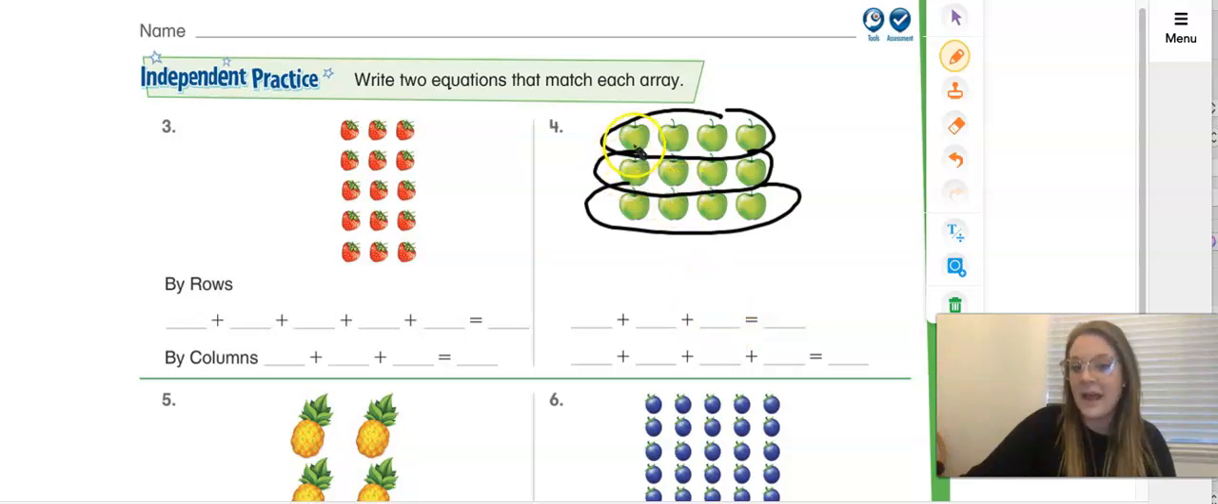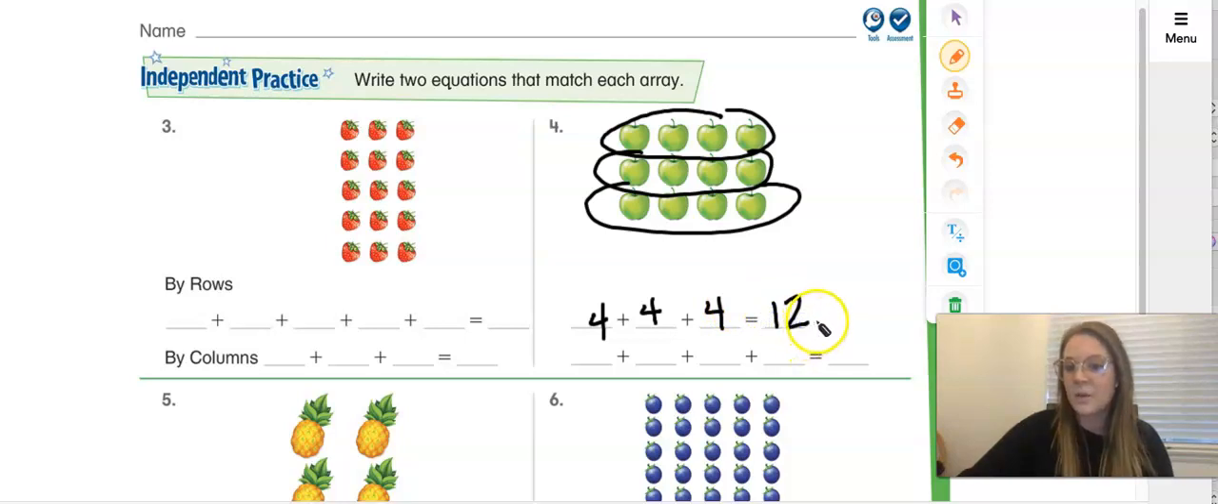So now I need to figure out how many apples are in each row. 1, 2, 3, 4. So I need to add 4 plus 4 plus 4. So I'm going to come down here and I'm going to write 4 plus 4 plus 4. 4, 8, 12. I can skip count by 4s, and I can say that there are 12 apples in all.